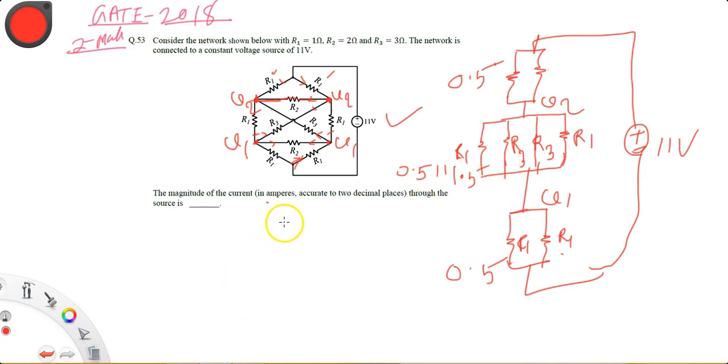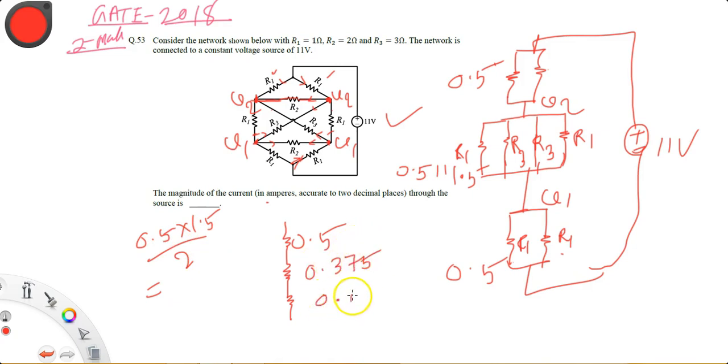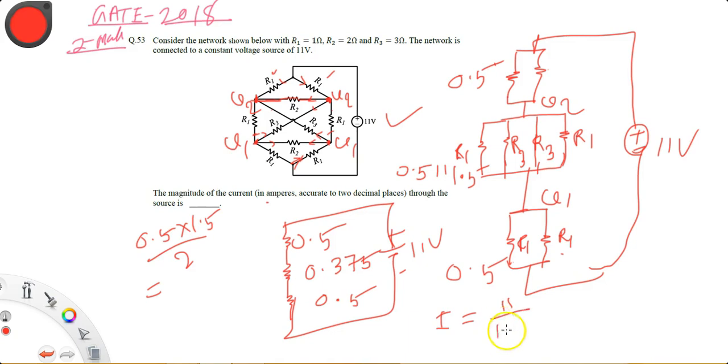So equivalently you will have 0.5 into 1.5 upon 2, that is 0.75 upon 2, which is 0.375, plus 0.5, connected to a voltage source of 11 volt. So ultimately you will find the current I is equal to 11 upon 1.375. So it will become 8 ampere.